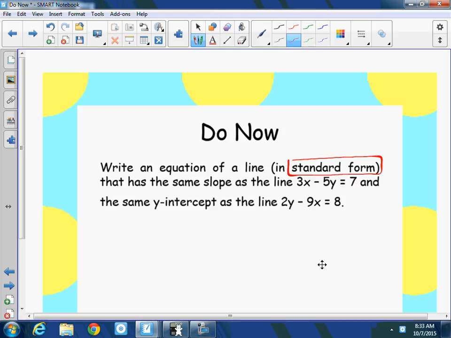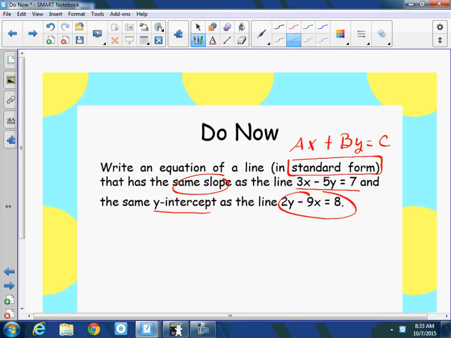All right, so standard form would be what? Ax plus By equals C. That has the same slope as that one and the same y-intercept as that one. Okay? So what were some of the strategies? Well, do you know the slope or the y-intercept of any of them?